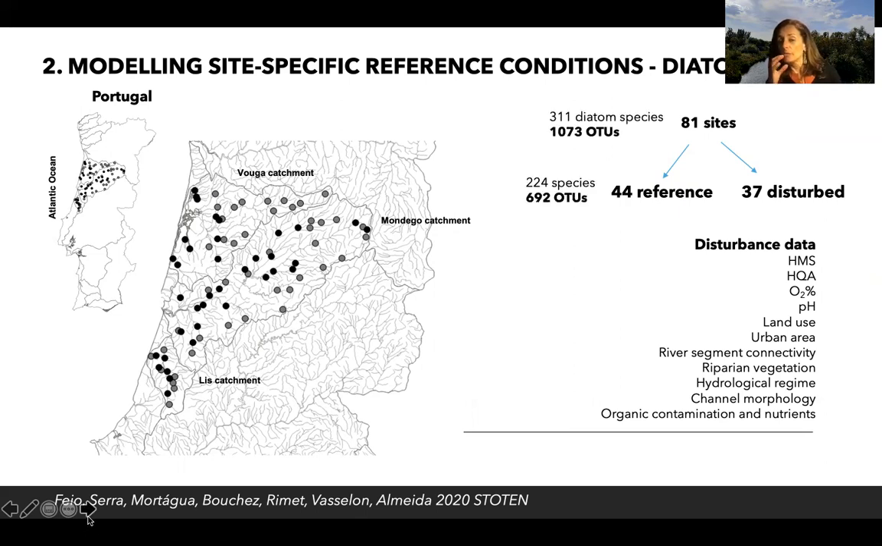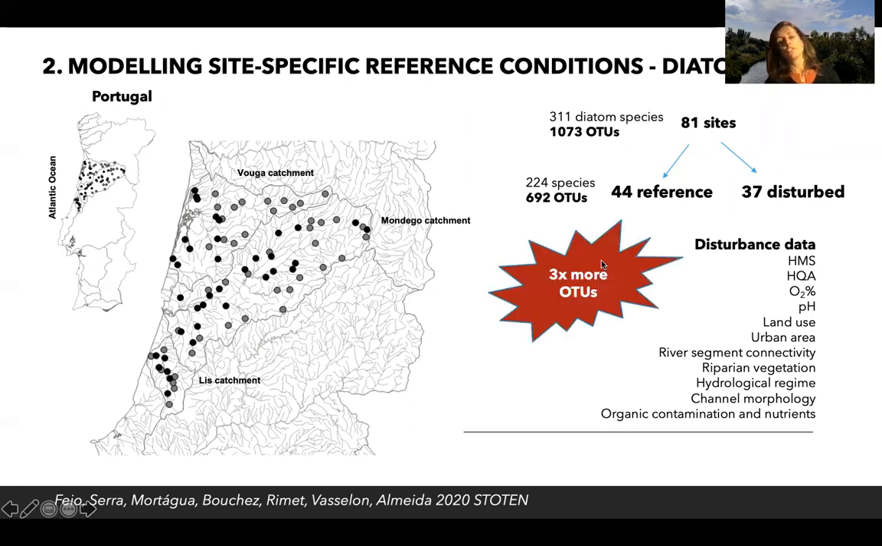And we obtained a total of more than 1,000 OTUs and more than 300 diatom species in the 81 sites. And in the reference sites, we had 692 OTUs and 224 species. As you can see, we always have a third of species compared to OTUs. So we'll have really different lists from the start.